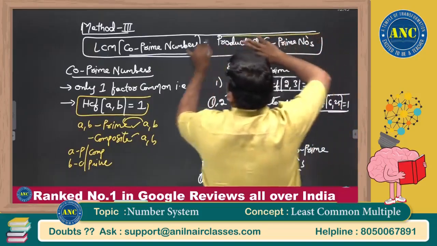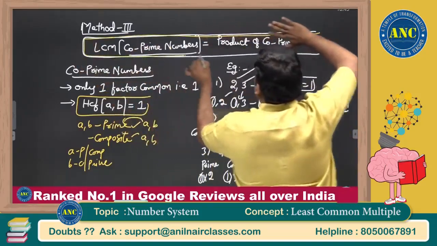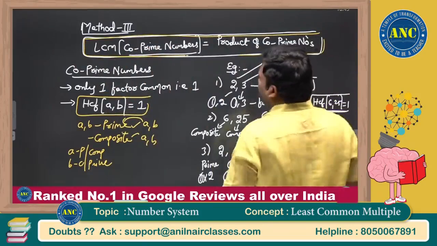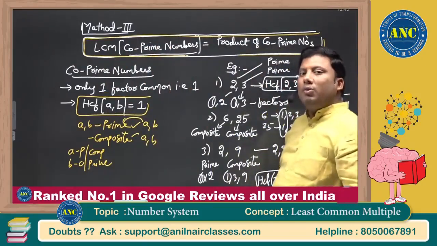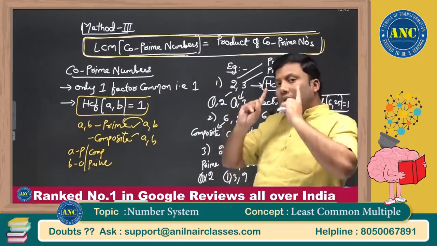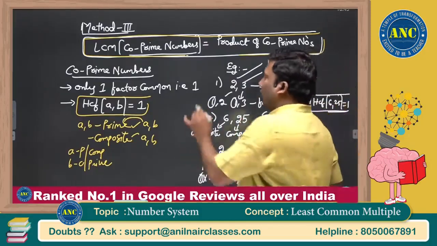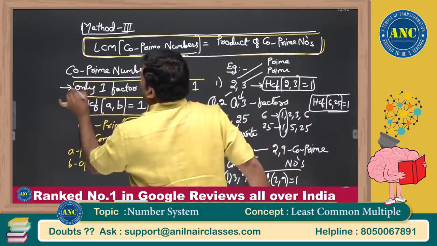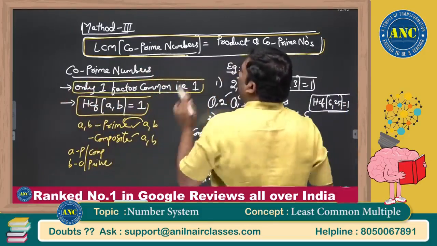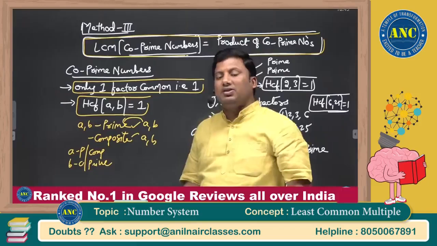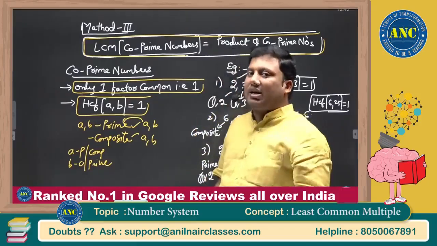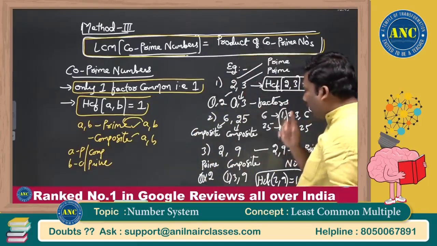LCM of co-prime numbers, it is the product. What do you mean by co-prime numbers? 2 numbers are said to be co-prime numbers if their HCF is 1. Or from a factors perspective, 2 numbers are said to be co-prime numbers if they have only one factor common, and that one common factor is 1.